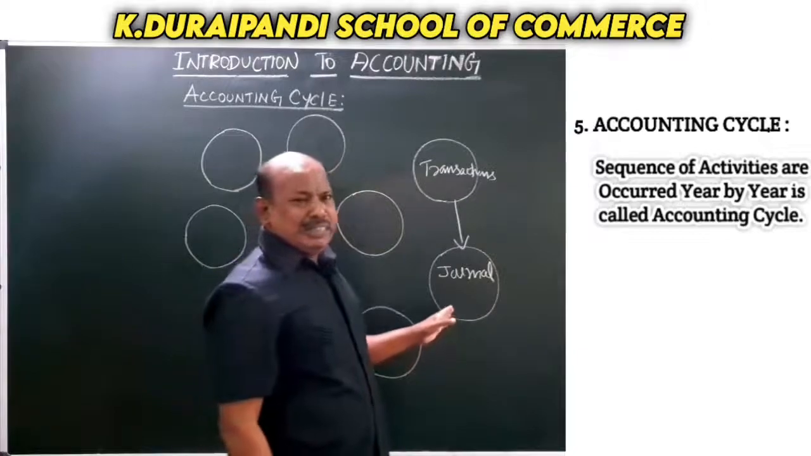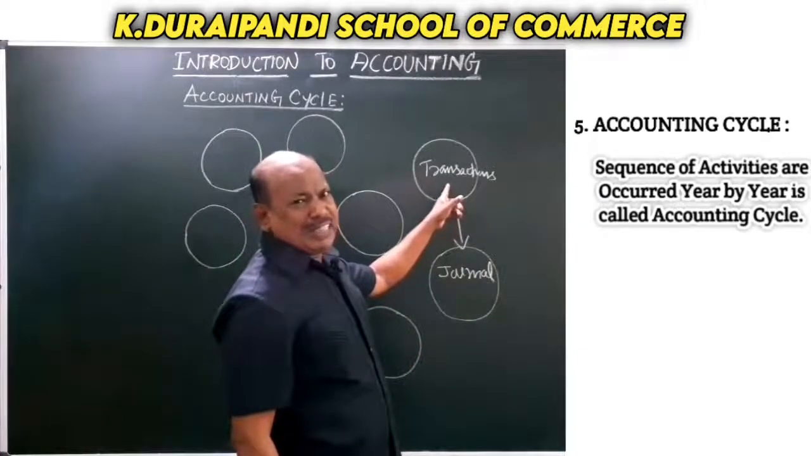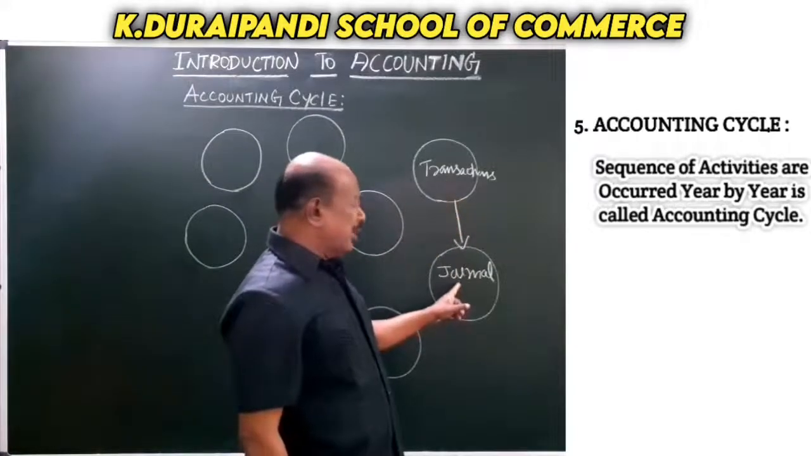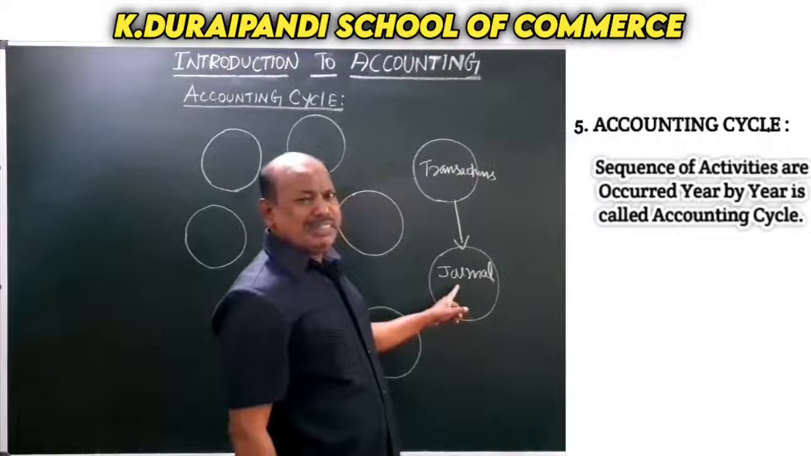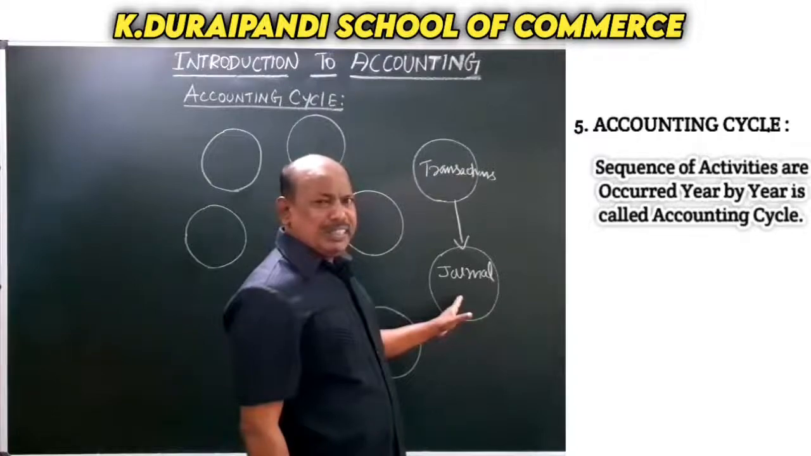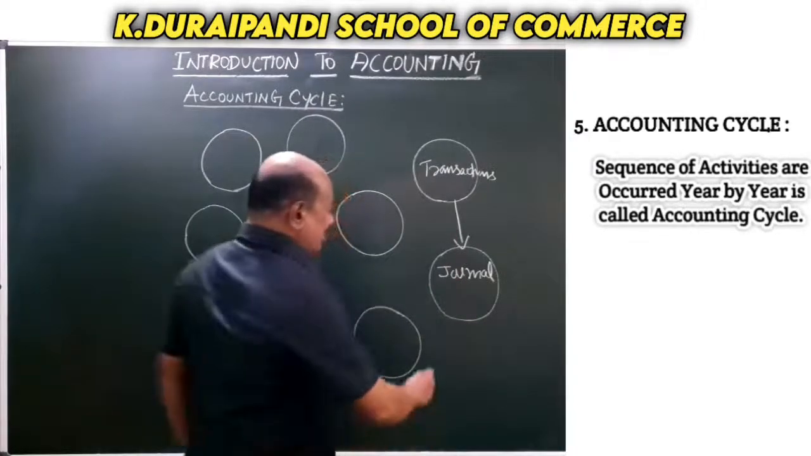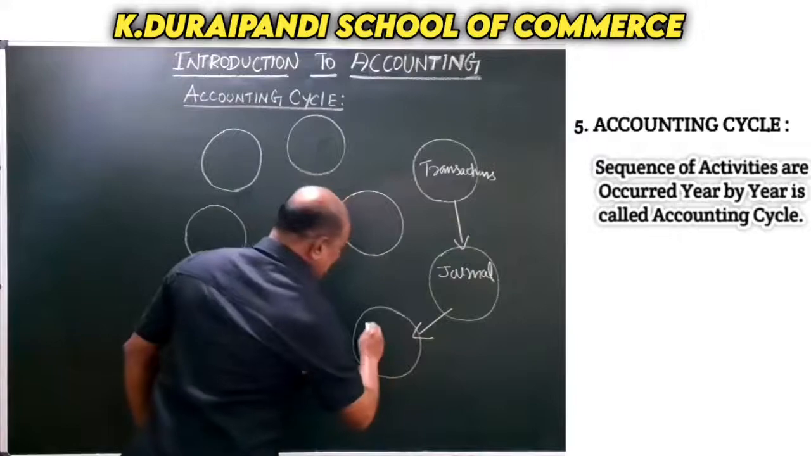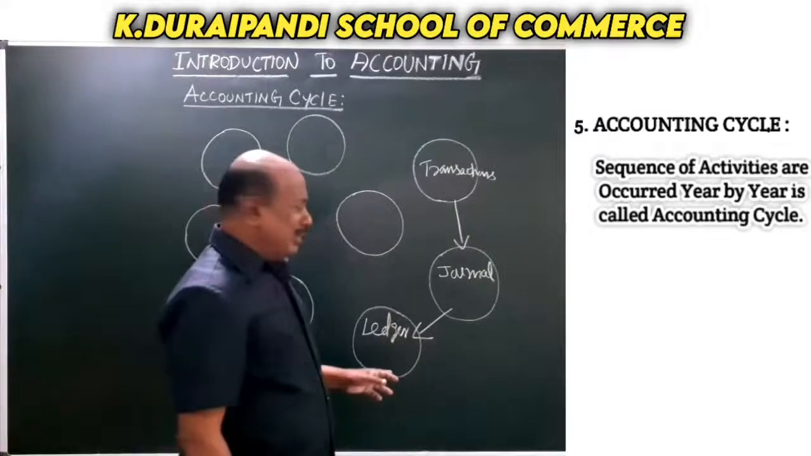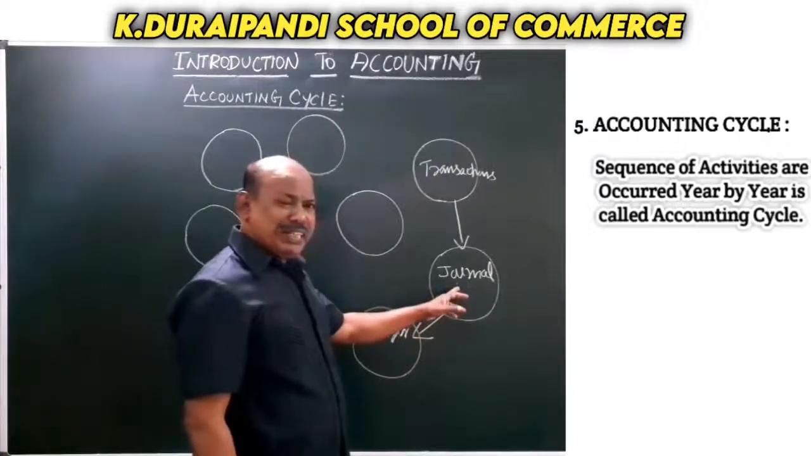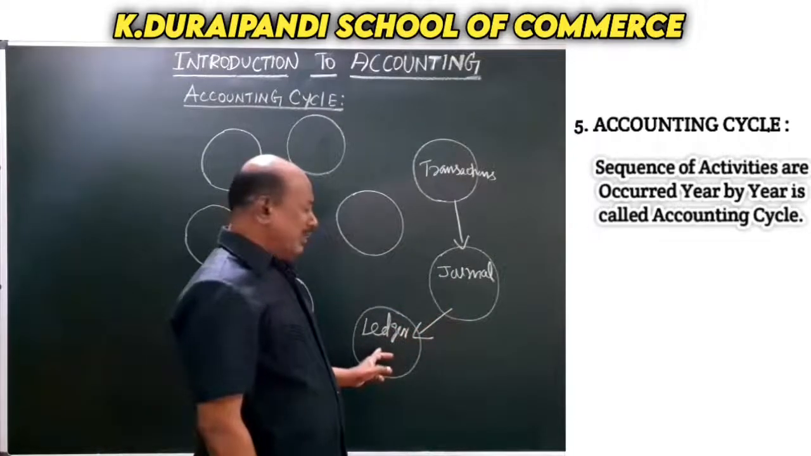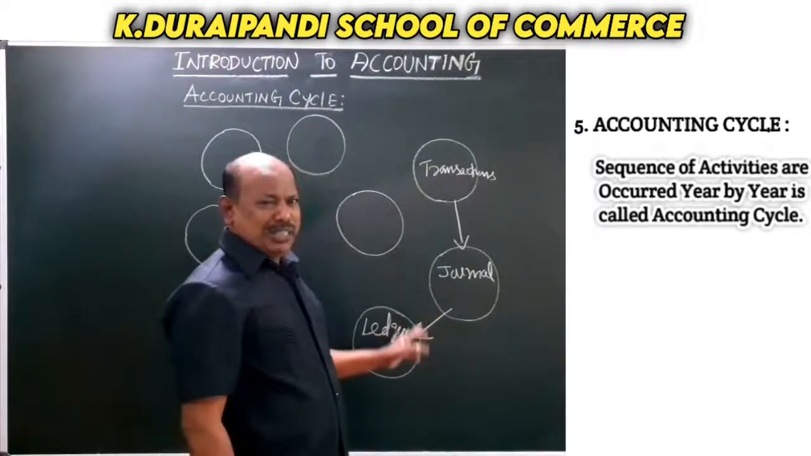Journal means journalizing the business transactions. So all the business transactions should be recorded in the journal, that is journalizing the transactions. After journalizing the business transactions, we have to prepare the ledger. Here ledger means the posting of the journal into the ledger. The transferring of the journal into the ledger is called posting.